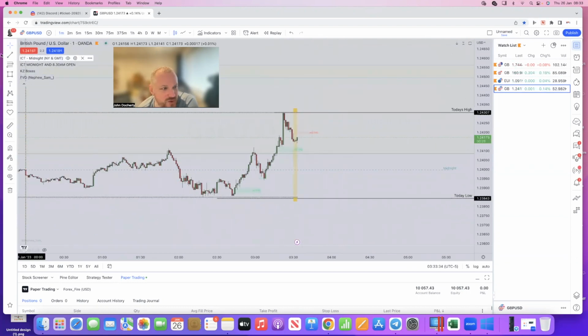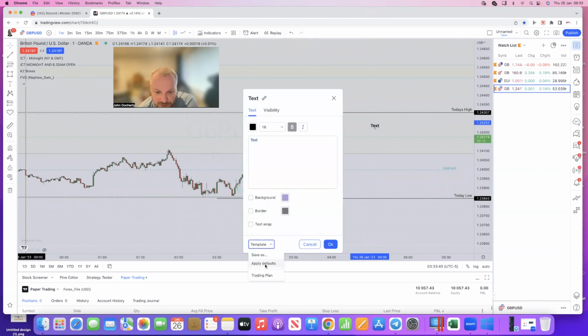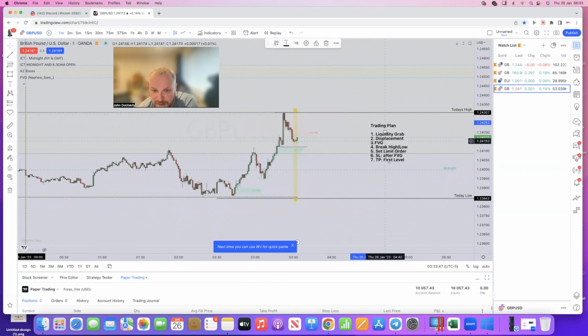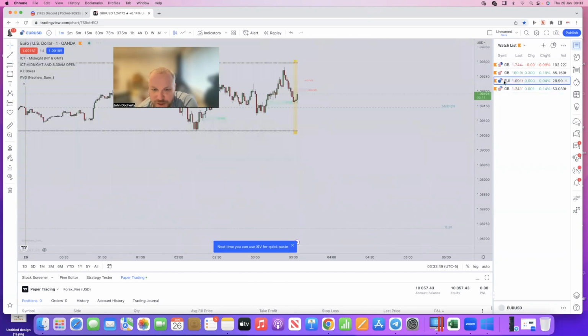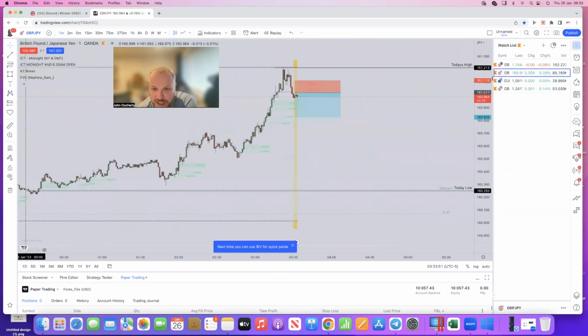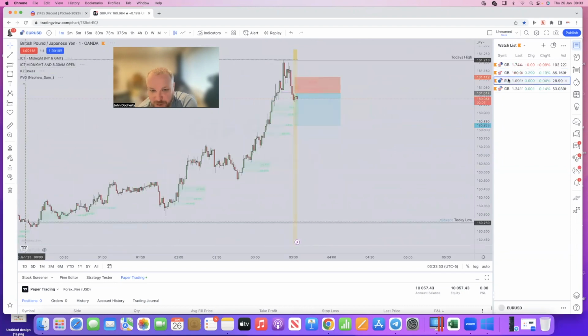We haven't had a break of structure down here just yet, so this wouldn't come into my trading plan, albeit we've left a 2-minute fair value gap there. I'm just going to put the trading plan on this chart here. And that's us set up, guys. I'll pause the video. We'll be back in a short while. We'll see if any of these two trades have played out.